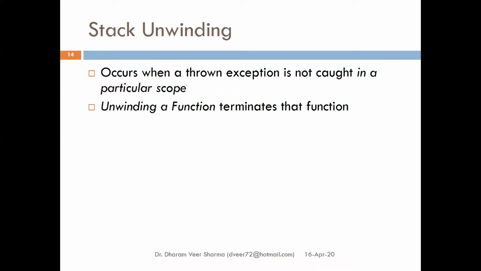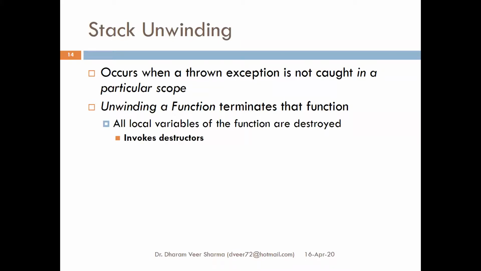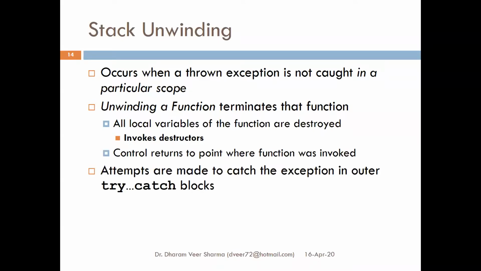So if an exception happens, then stack unwinding is done. Whatever is stored in the stack is brought out, and accordingly actions are taken. All the local variables of the function are destroyed. Imagine that you are running a program which has caused an exception and the program is terminating abnormally. The memory allocated to those local variables, or it may be arrays or pointers, should also be freed. So it will also invoke destructors. Control returns to the point where the function was invoked.